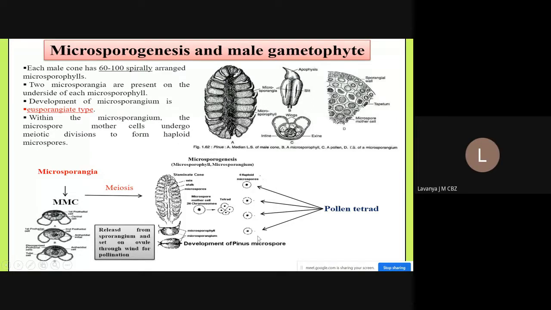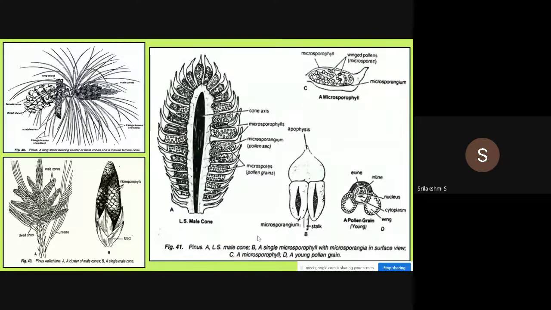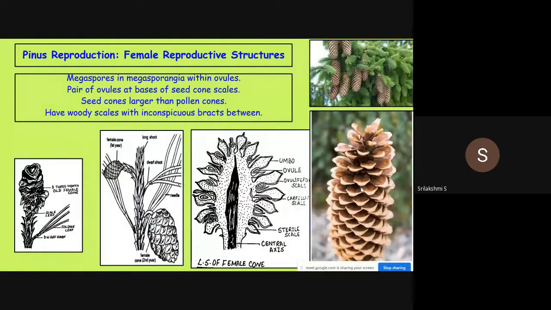Only you should know the structures. Same thing again, one more set of diagrams. See, a lot of microspores or pollen grains are seen within the microsporangia. Now coming to the female reproductive structures.